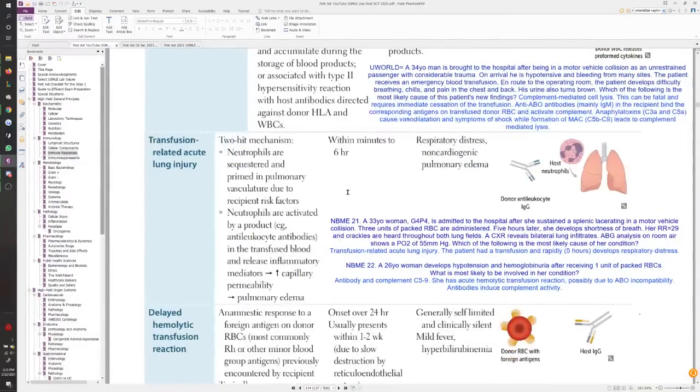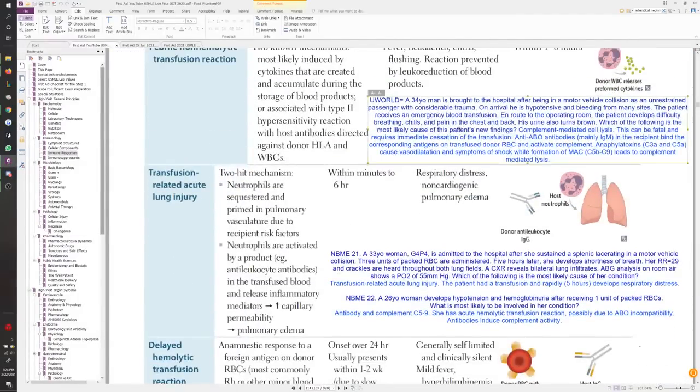Now take a look at these questions I have here. So this one says a 34-year-old man is brought to the hospital, got my pencil, after being in a motor vehicle collision as an unrestrained passenger with considerable trauma, so really bad accident. On arrival, he's hypotensive and bleeding from many sides. The patient receives an emergency blood transfusion. En route to the operating room, he develops difficulty breathing. So this is the scenario I was talking about, right?